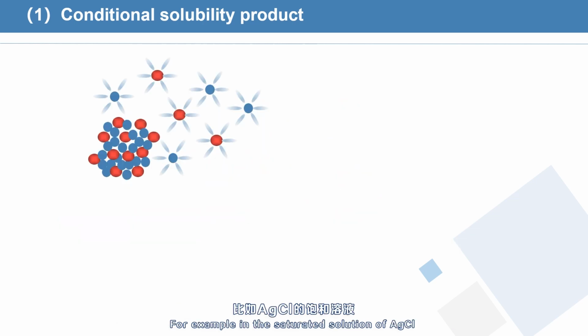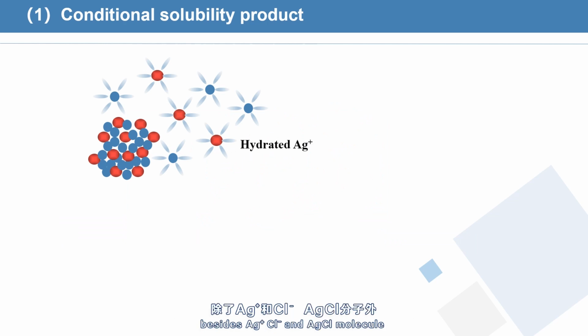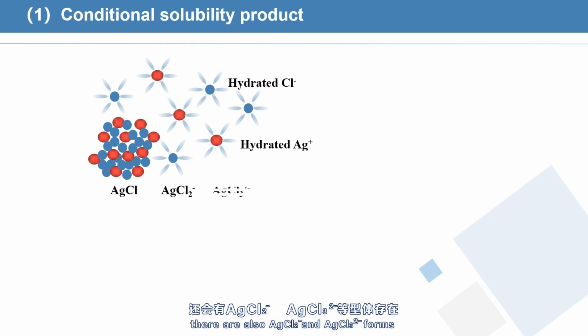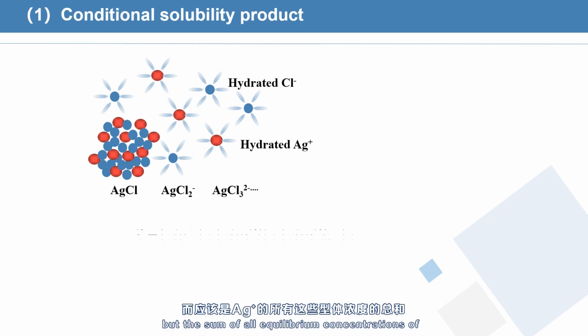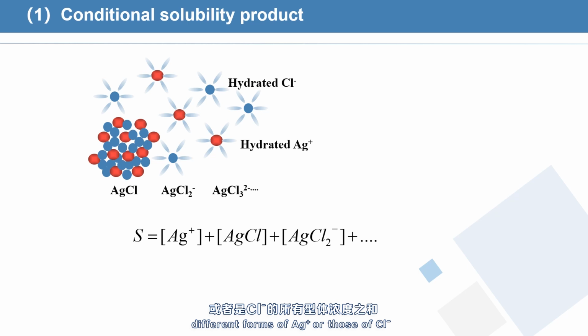For example, in the saturated solution of silver chloride, besides silver chloride and a silver chloride molecule, there are also AgCl2 and AgCl3 forms. So the solubility of the precipitate silver chloride is no longer the equilibrium concentration of the ion silver or chloride, but the sum of all equilibrium concentrations of different forms of silver or those of chloride.